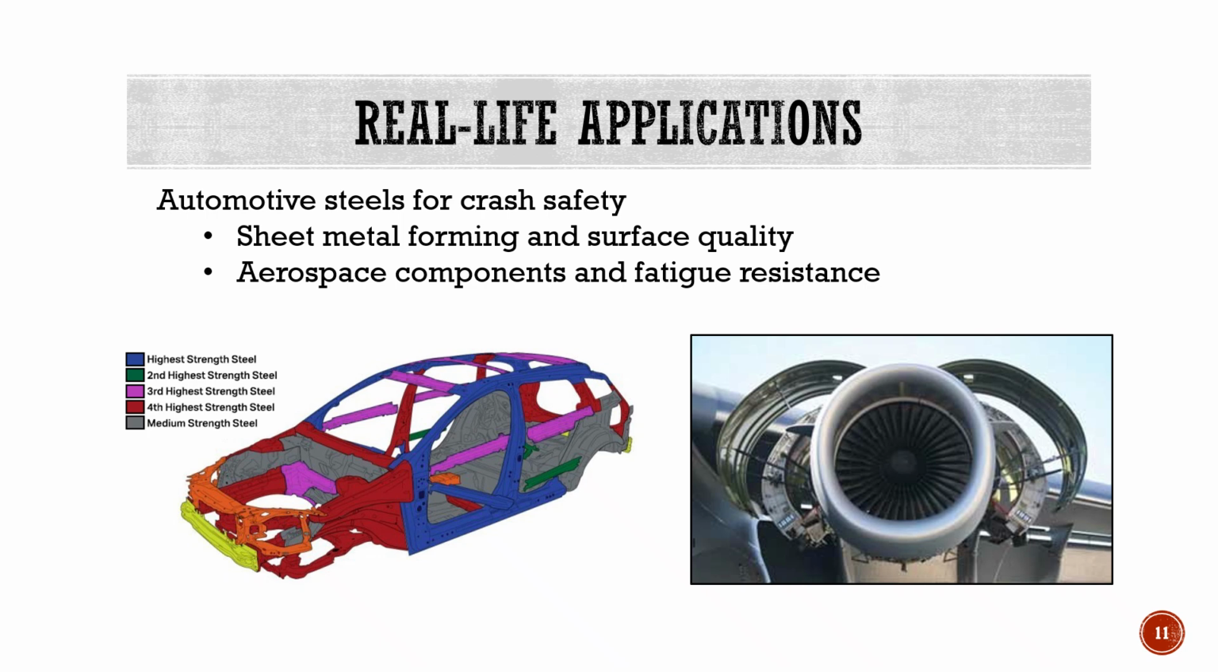In automotive applications, fine-grained steels improve crash safety by absorbing more energy during deformation. In sheet metal forming, grain size influences surface quality and prevents defects such as orange peel, which means a rough, uneven surface texture caused by coarse grains deforming non-uniformly during sheet metal forming. In aerospace components, controlling grain size improves fatigue resistance, durability, and long-term reliability under cyclic loading.